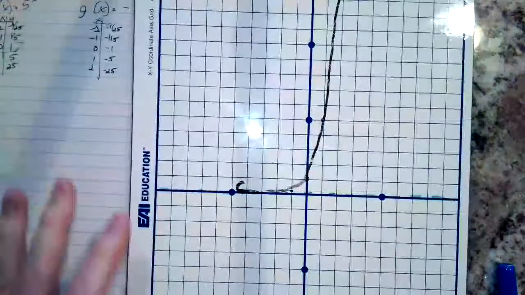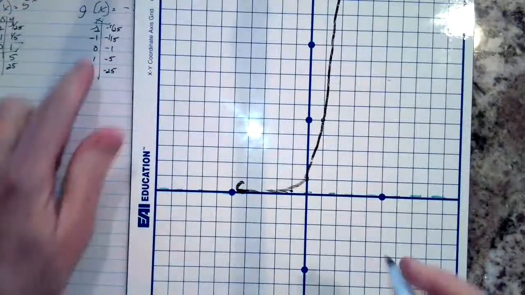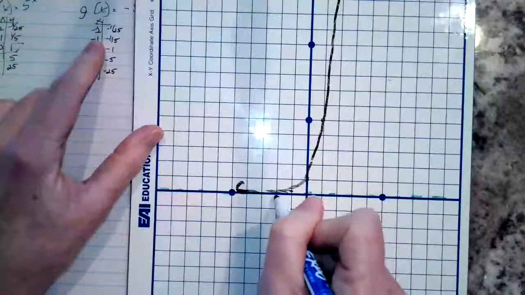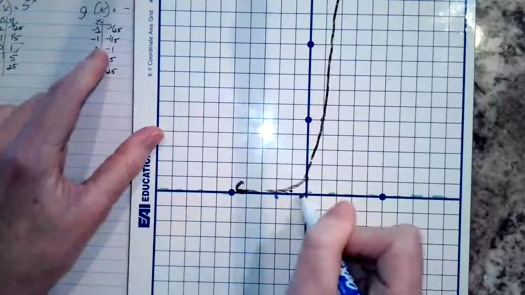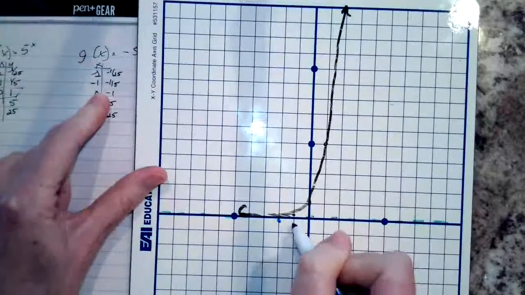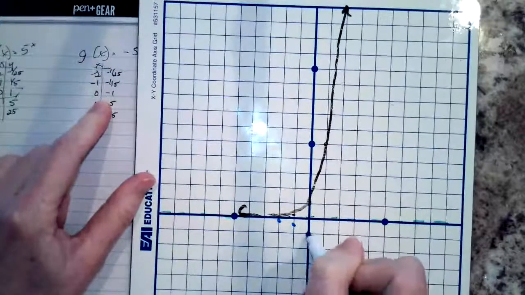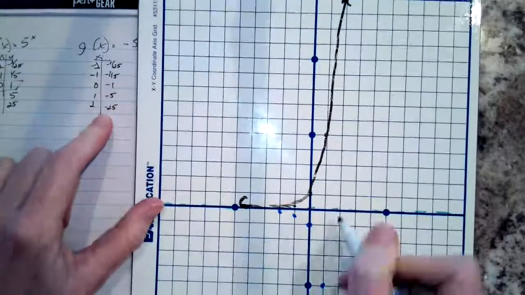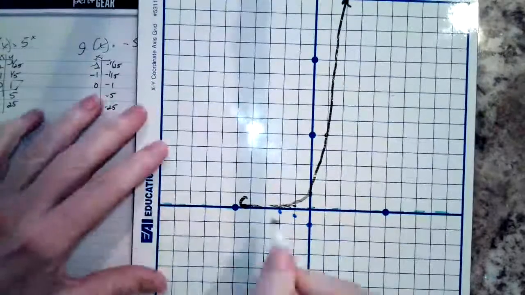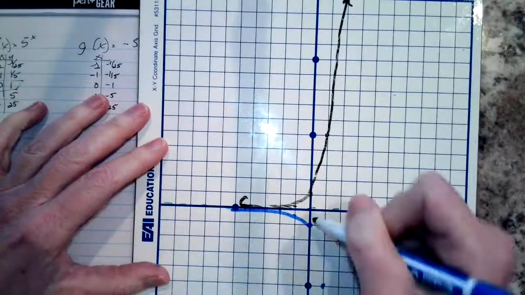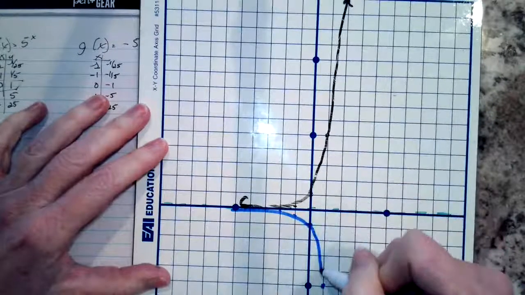Okay, let's look at what that looks like. -2, -1/25. -1, -1/5. 0, -1. 1, -5, and 2, -25 won't be on here. So we've got this happening here.